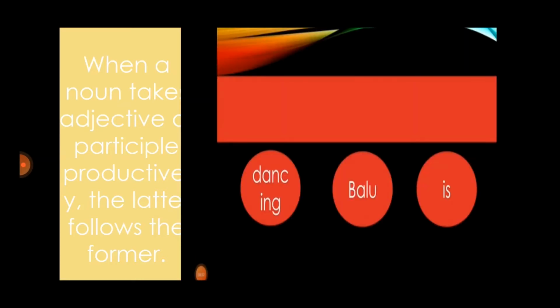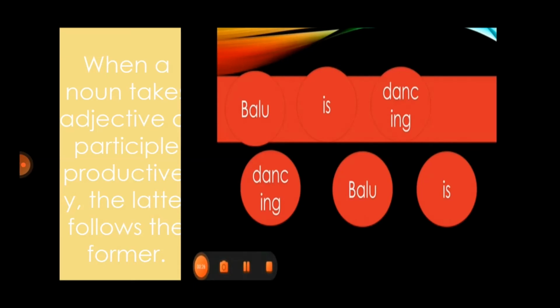See here, Balu is dancing. Here the verb plus ing, dance plus ing, is acting like a noun. And when it is ending, Balu is dancing, it is acting like a verb. You say is plus dance plus ing. So Balu is dancing. This is the next rule we have to follow. Okay, next one.